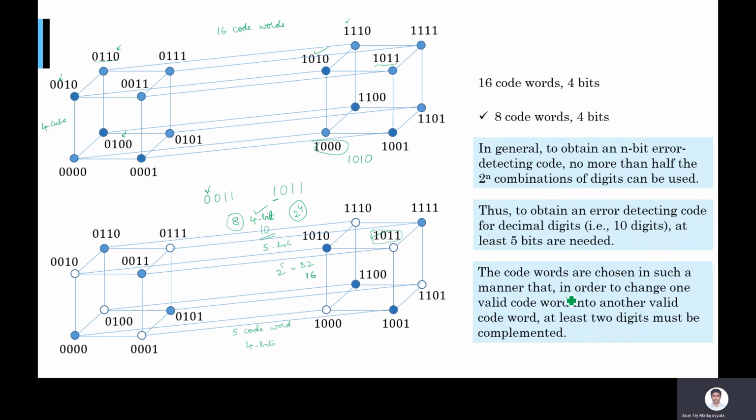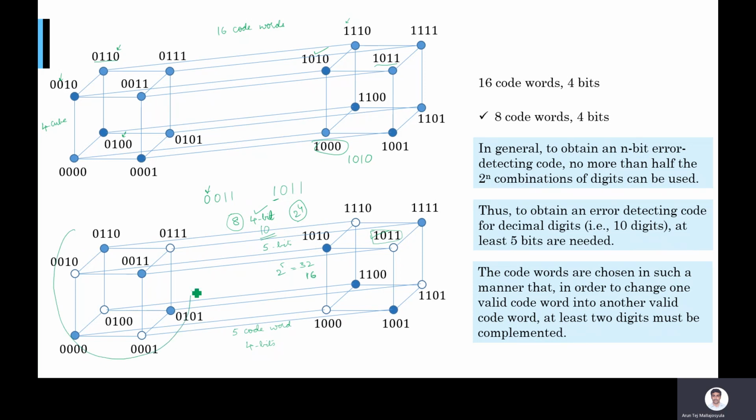The code words are chosen in such a manner that in order to change one valid code word into another valid code word, at least 2 digits must be complemented. Okay, so you have to ensure when you're choosing 8 out of this 16, you have to make sure that the distance between 2 code words is at least 2, right?